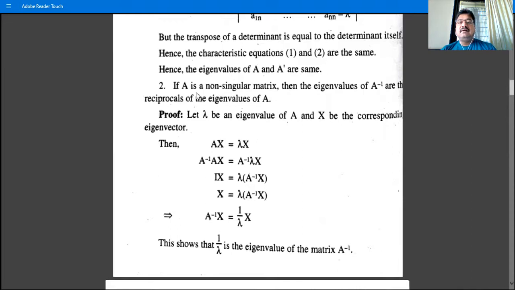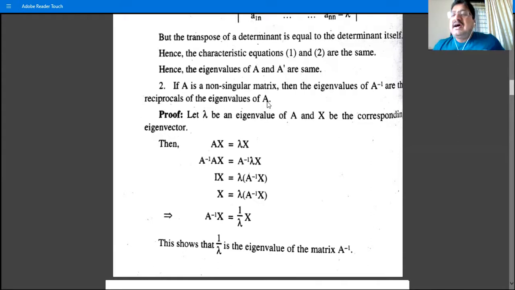Then, if A is a non-singular matrix, then the eigenvalues of A raised to minus 1, meaning A inverse, are the reciprocals of the eigenvalues of A. This result is also important for MCQ type questions. If A is a non-singular matrix, then A inverse exists. And then what are the eigenvalues of A inverse? The reciprocals of the eigenvalues of A.